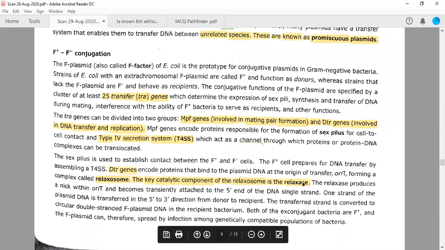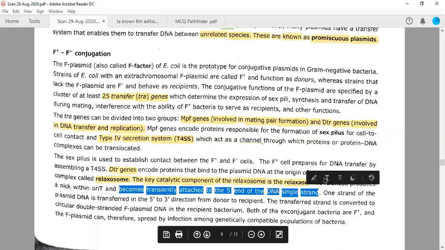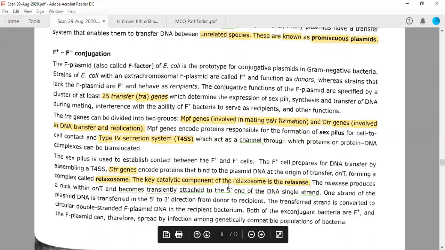So relaxase enzyme will bind to this ORIT site. These genes encode some proteins that will bind to the plasmid DNA at the origin of transfer, that is called ORIT, forming a complex that is called relaxosome complex. You need to remember. First of all, we have discussed MPF, which will make the channel. The second group, DTR, DNA transfer and replication genes, will make the relaxosome complex, meaning they will encode some of the proteins. These proteins will bind specifically to the origin of transfer. They will produce a nick within the ORIT and become transiently attached to the 5' end of the DNA single strand. So once the nick is formed, they will bind to the 5' end of this particular DNA.